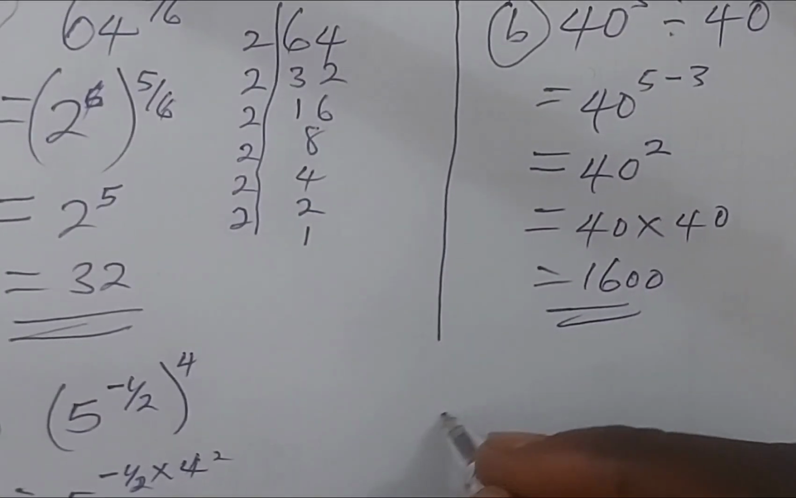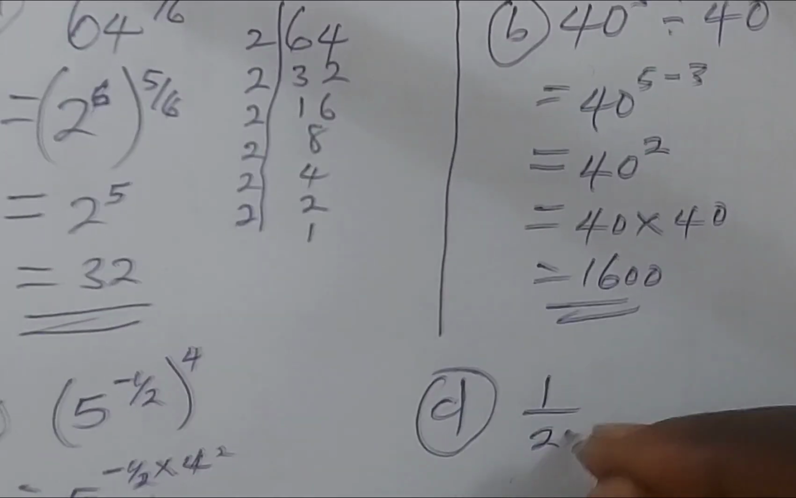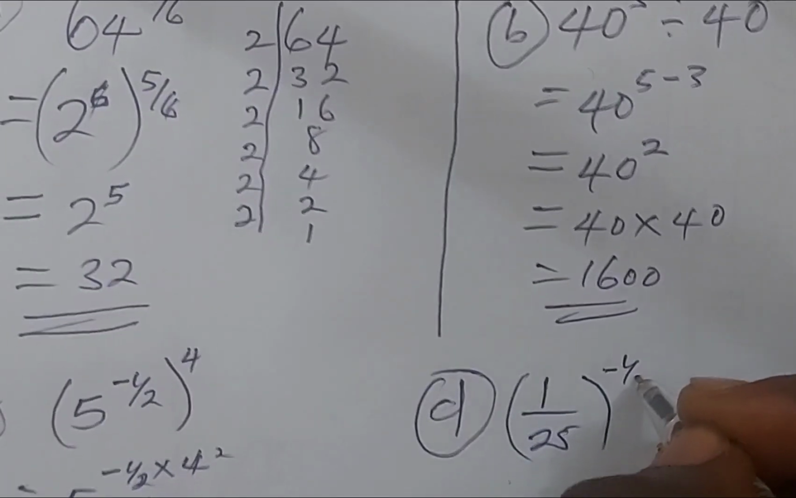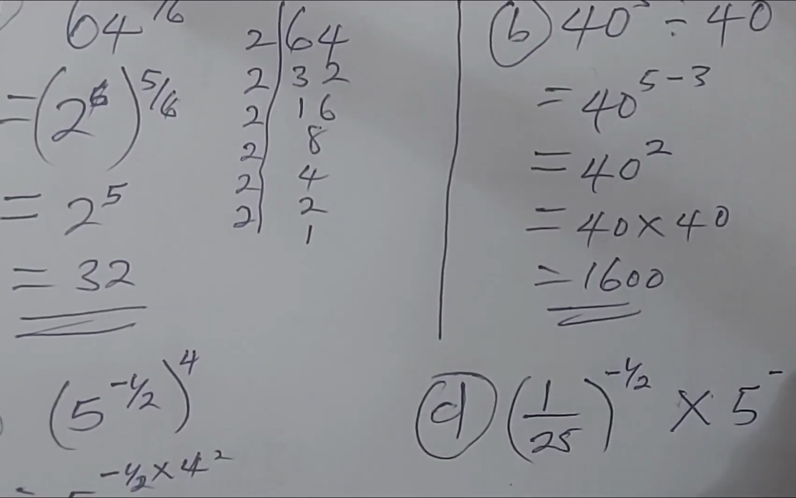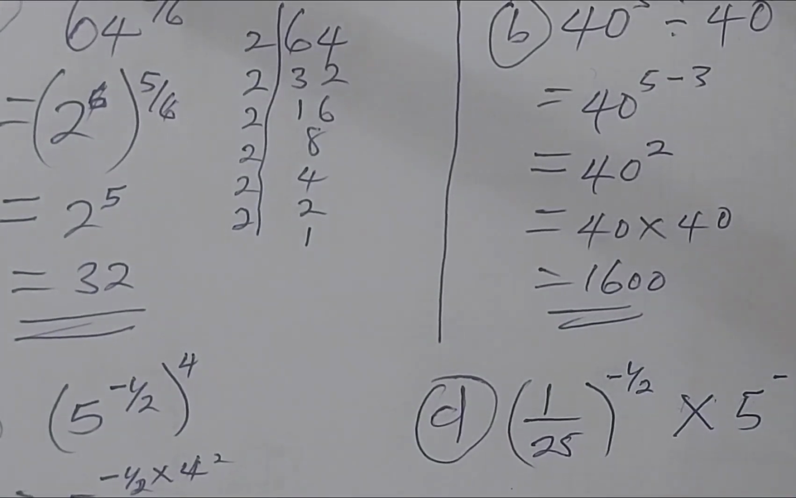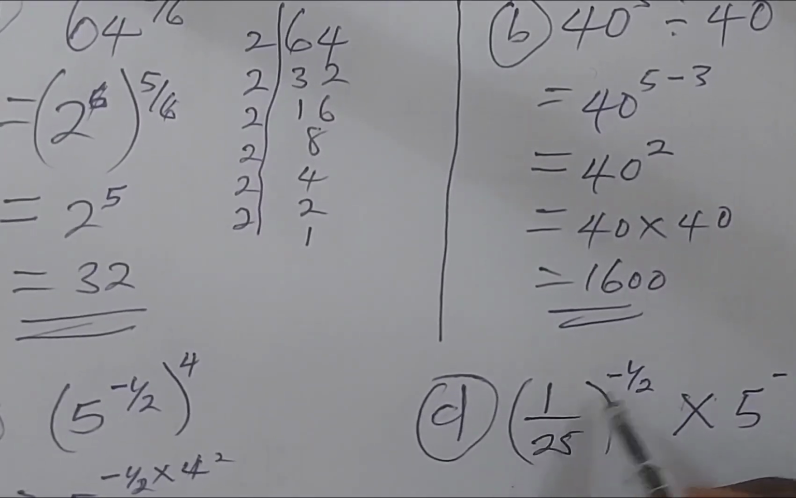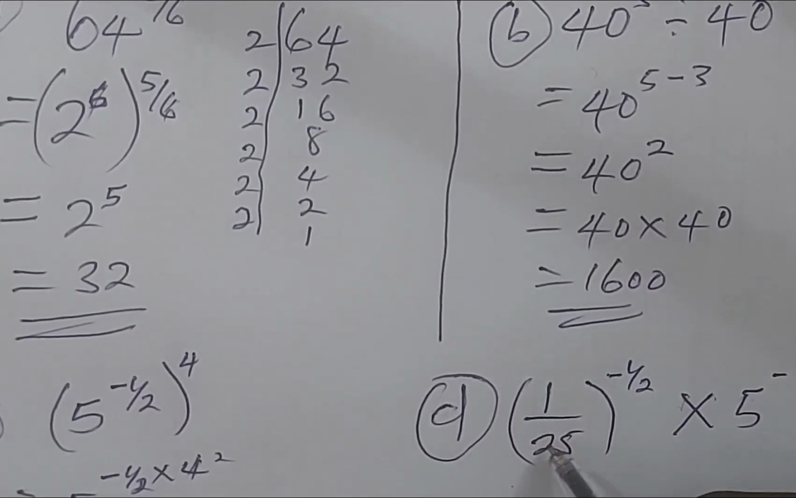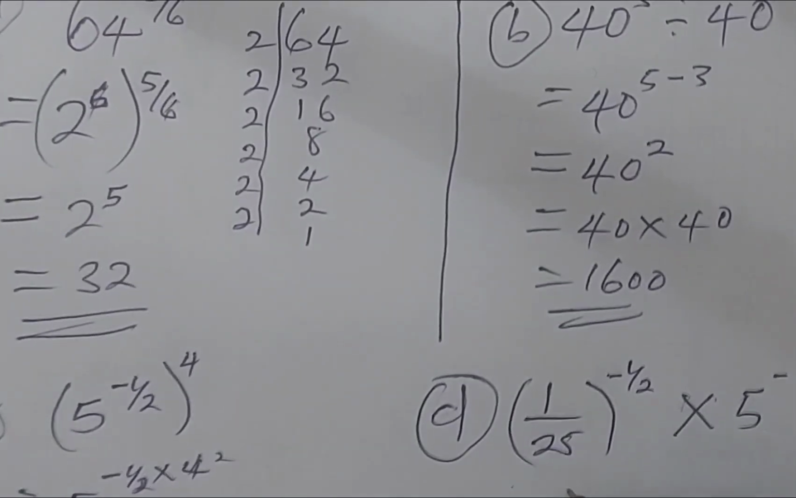We also have D, which is 1 over 25, everything raised to the power of minus half, multiplied by 5 raised to the power of minus 1. Like I explained before, if you have a fraction in the bracket and have a negative, you can change it. The numerator changes to denominator and the denominator goes up, which will be 25 over 1.